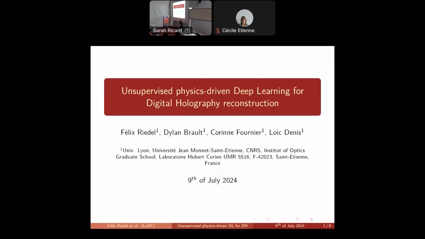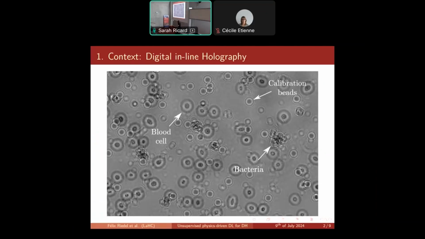So yes, I'm going to talk about an unsupervised method for training neural networks, and specifically in a digital holography context. So I'm going to explain a little bit what digital holography is. So this is a hologram. This is something that we record when working with digital holography. These are diffraction patterns caused by blood cells, exactly, and also calibration beads and bacteria.